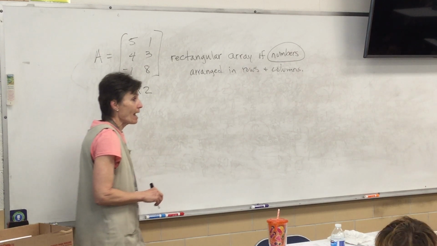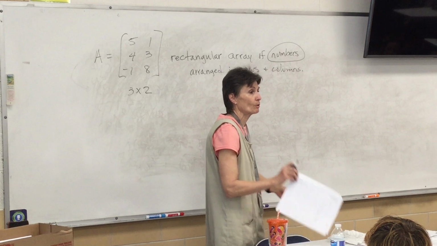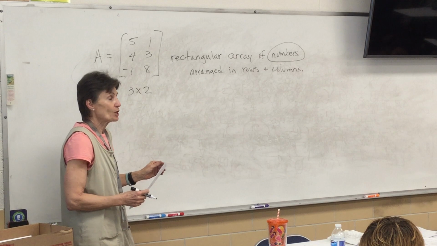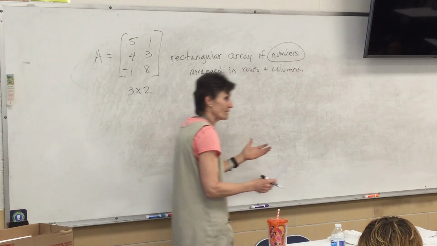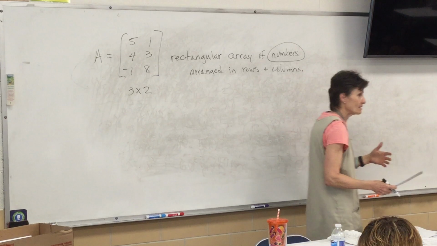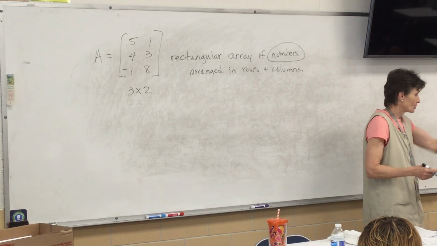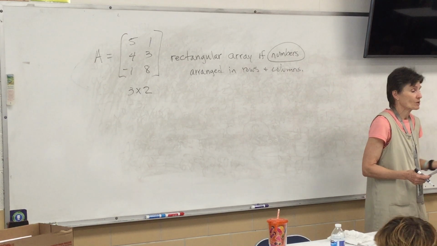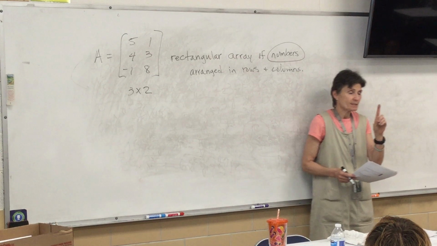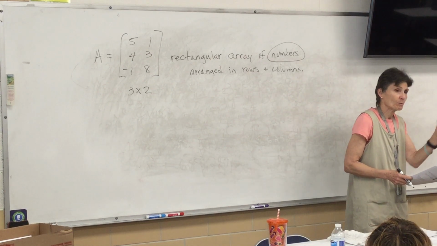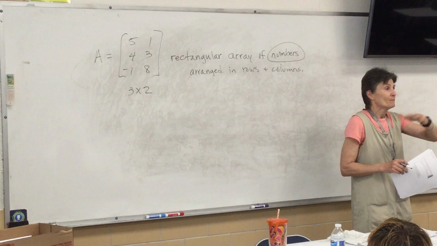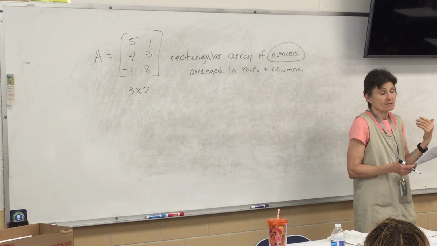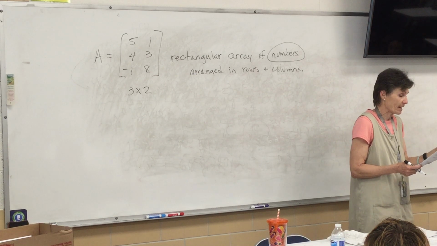If a matrix happens to have the same number of rows as columns, it is called a square matrix. Just like if a room is 12 by 12 or 15 by 15, if its dimensions are the same, it's called a square room. Square matrices are special in the study of linear algebra. We can do stuff with square matrices that we can't do with other matrices.